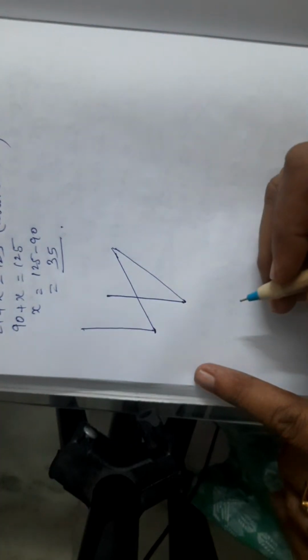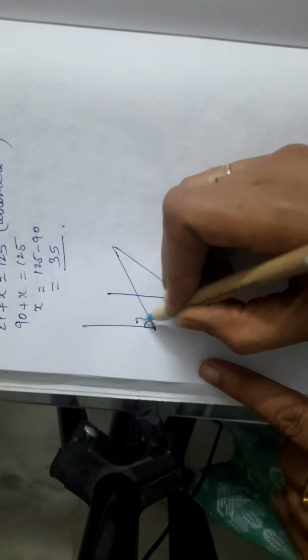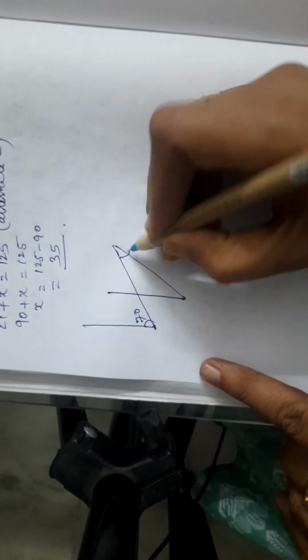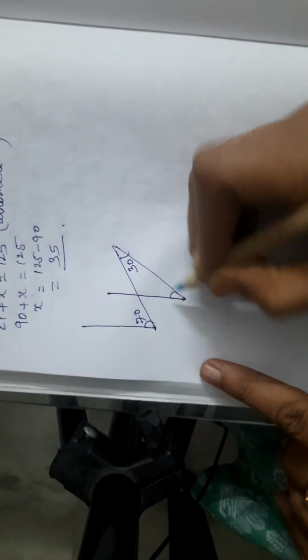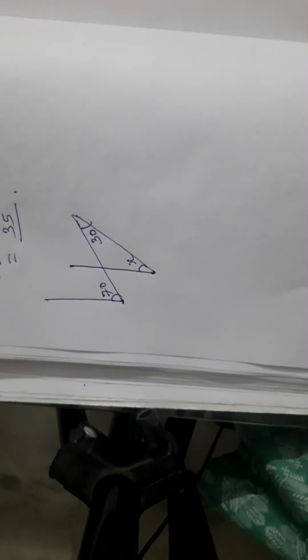So this I want an answer from you. It's given 70. This is 30. We need to find the value of x. Can you solve it? Or do you want me to explain?